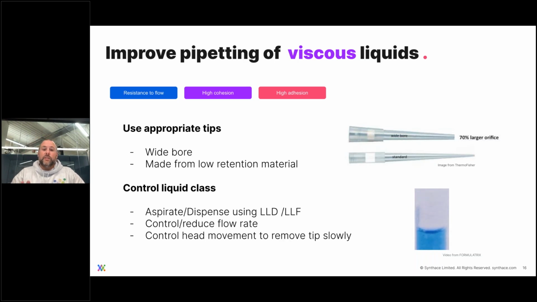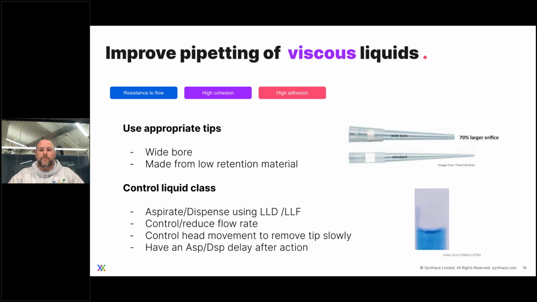You can also slow the speed at which the tip is removed from the liquid. This is useful when you can't use liquid level detection and following. You give time by moving out slowly to allow the liquid on the outside of the tip to be removed by the liquid in the source.